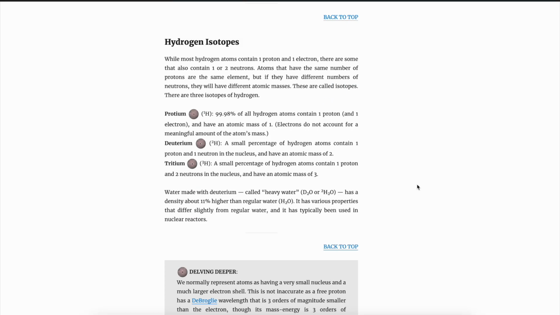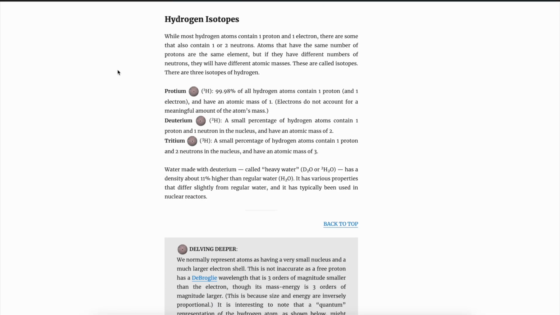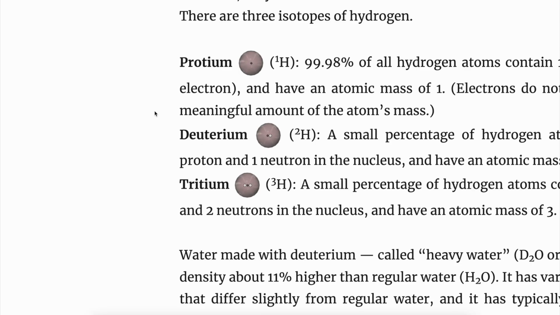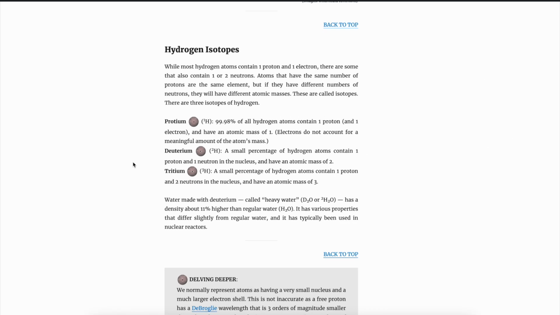The second last thing on the page deals with hydrogen isotopes. An isotope is an atom that has a different number of neutrons than usual. Ordinarily, most hydrogen in the universe, 99.98% of it, only has a proton and no neutrons, and that's called protium, although we just call it hydrogen. If it has one neutron, it has a mass of 2. That's called deuterium. If it has 2 neutrons, it'll have a mass of 3, and that's called tritium.